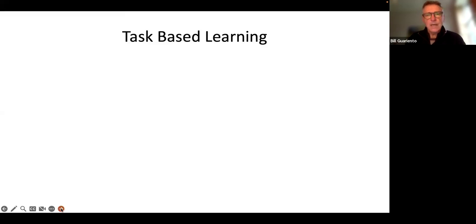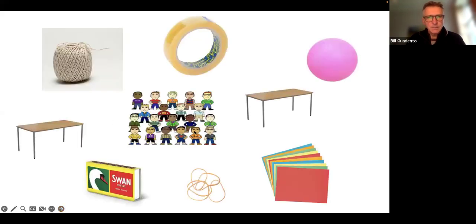So I'm going to show you another example of task-based learning, which I love to do with my students, and they are here in the middle. These are my students in the middle, and they are all engineering students. So let's have a look at these. I give them some materials, okay? So I give my students some real materials.